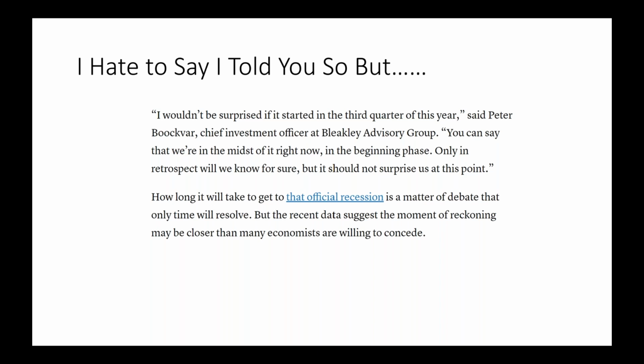He said, "You can say that we're in the midst of it right now, in the beginning phase. Only in retrospect will we know for sure. But again, I believe that we are there. And I believe that it will be reported ultimately, once the revisions are done, that we have been there for most of 2022."